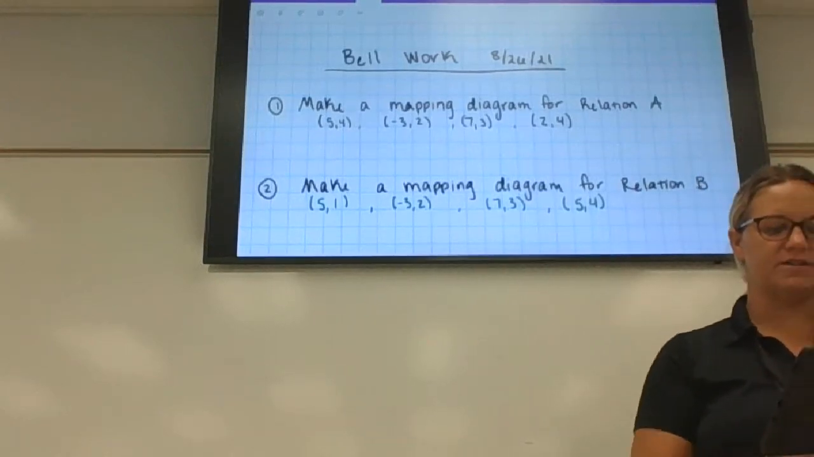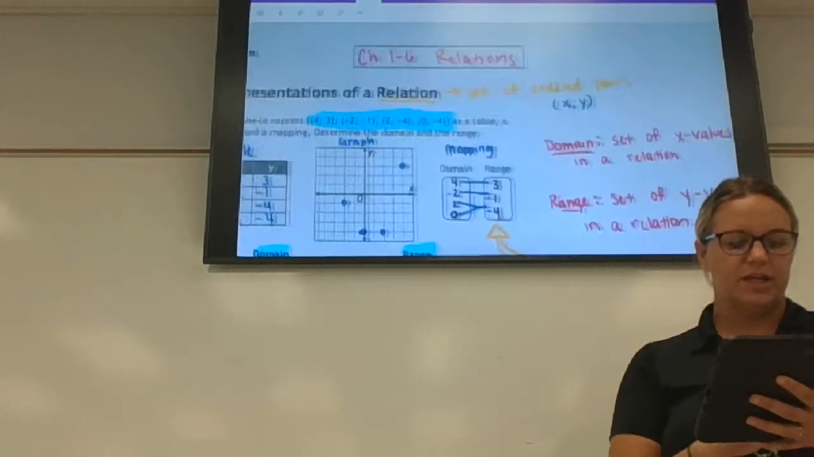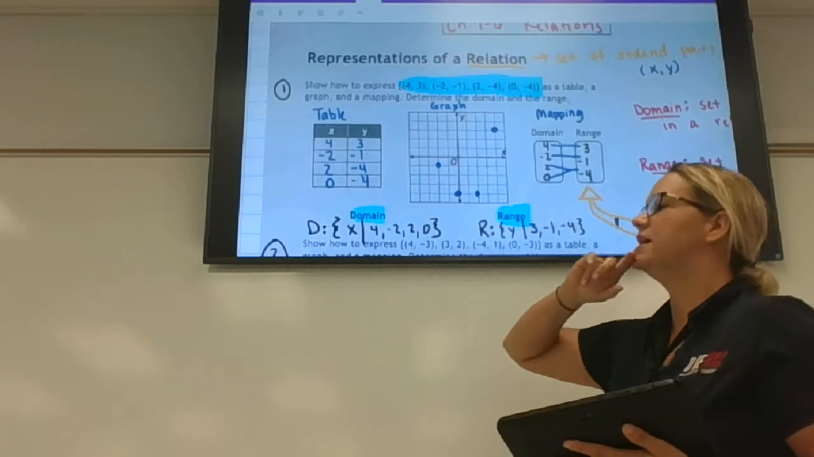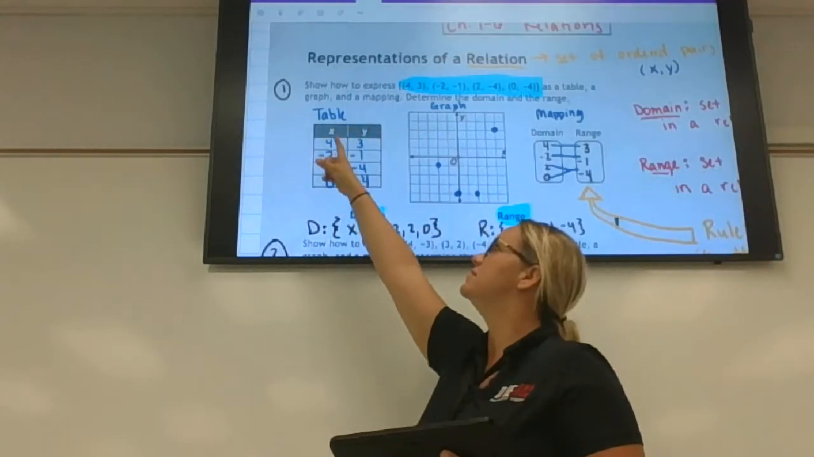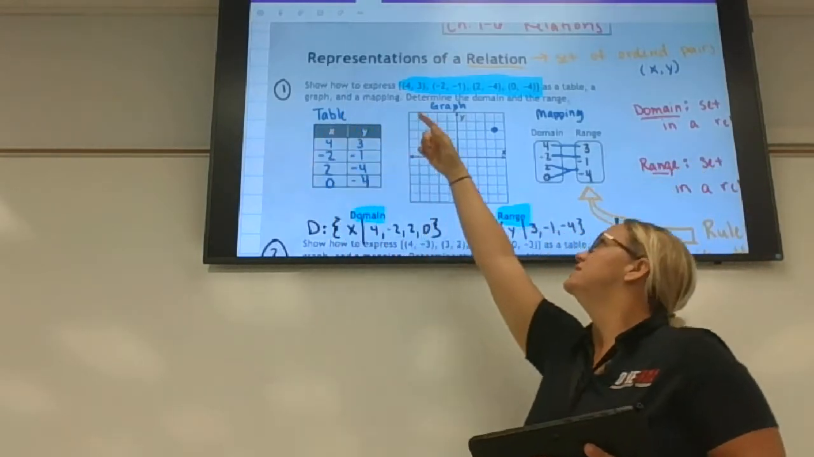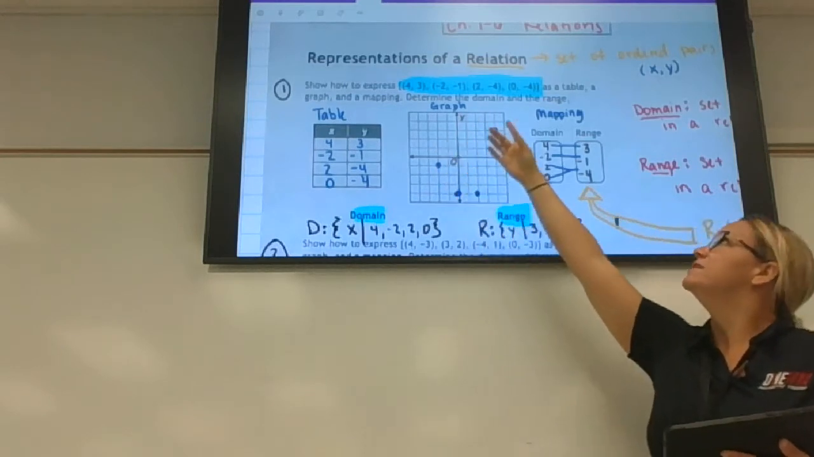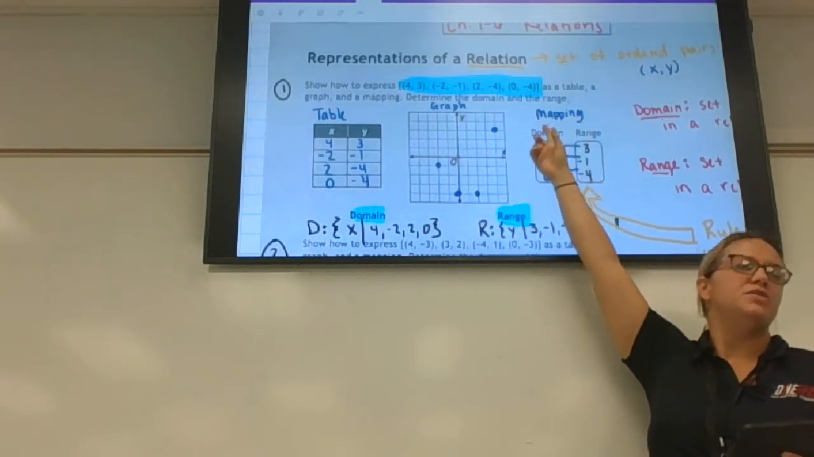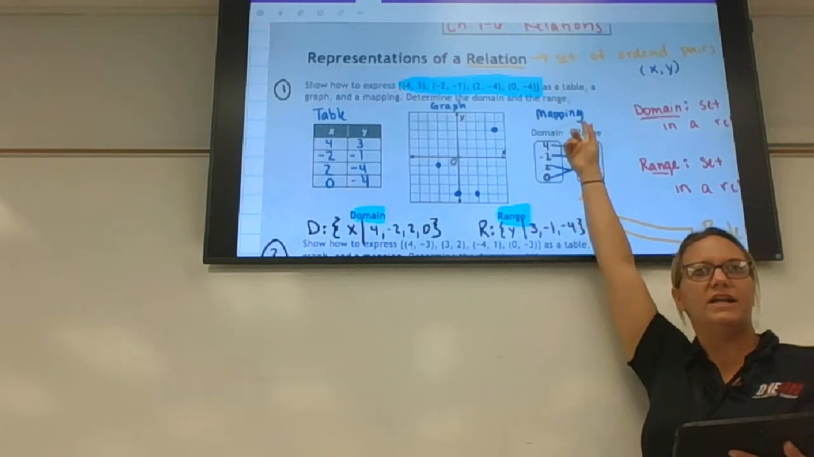I'm going to zoom away for a second. I'm sorry, but looking at some of your notes, I noticed that you didn't label these. This is called a table. This is called a graph. And this one here is called a mapping. Did you guys write the word mapping where I did?